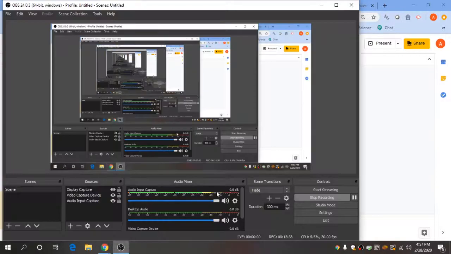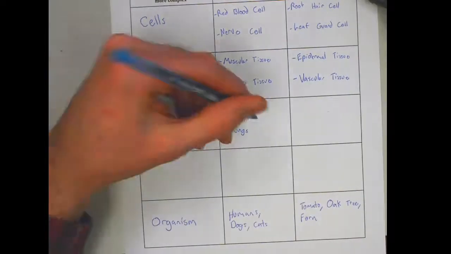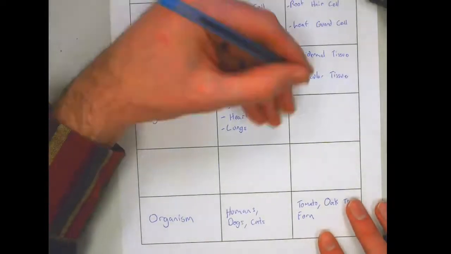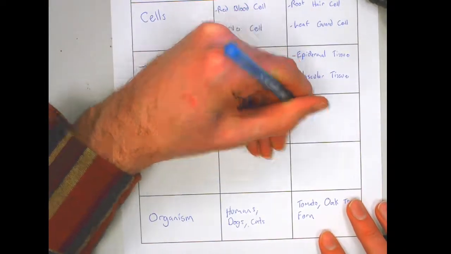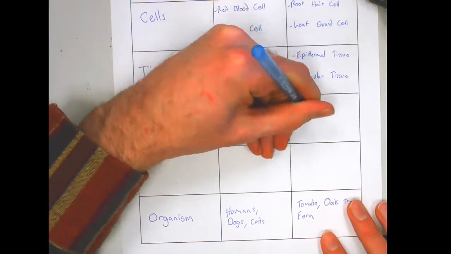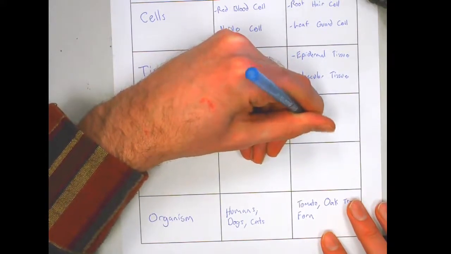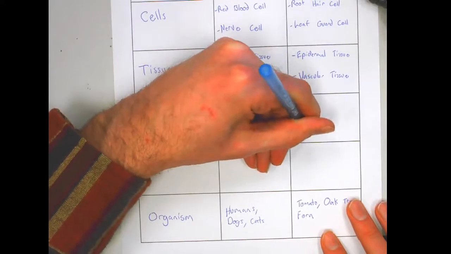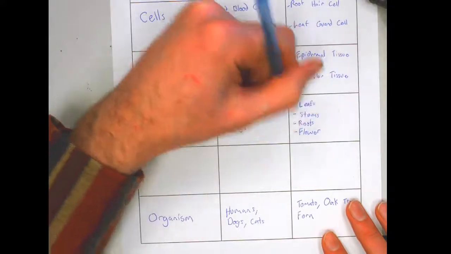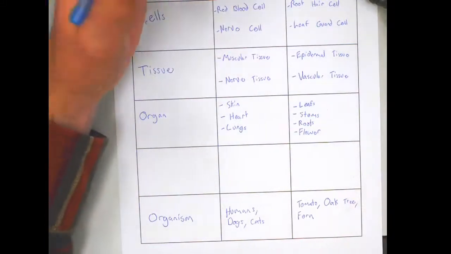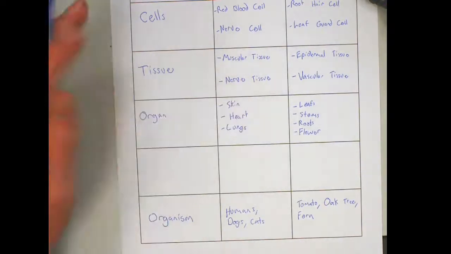So if we go back to our notes, we've got organ, and we should be writing in here, I think there was leaves, stems, roots, and flowers for the ones that do produce flowers. This is for what we would call angiosperms, flowering plants, not gymnosperms, things that don't have flowers. They have different structures, so they would have different organs.